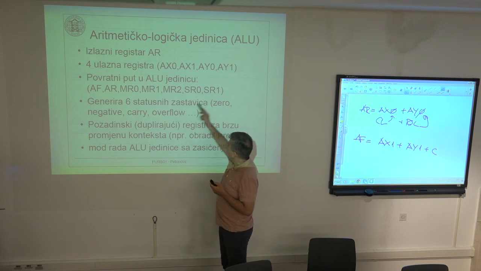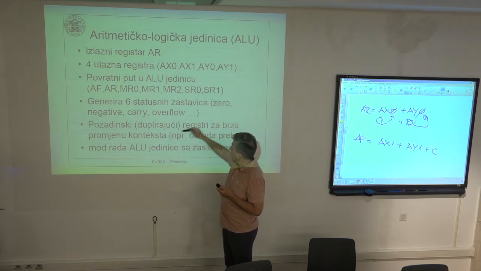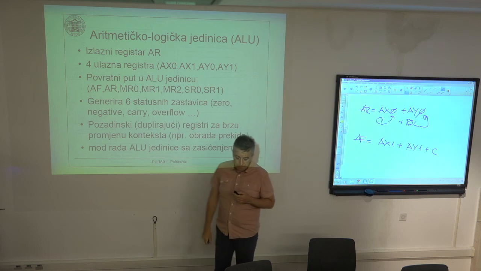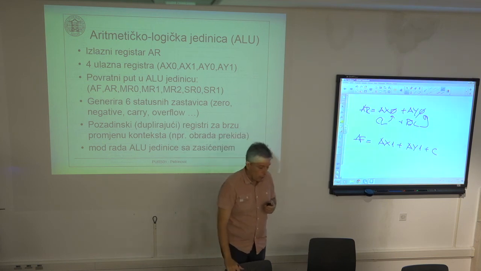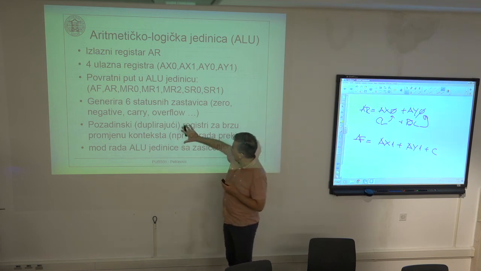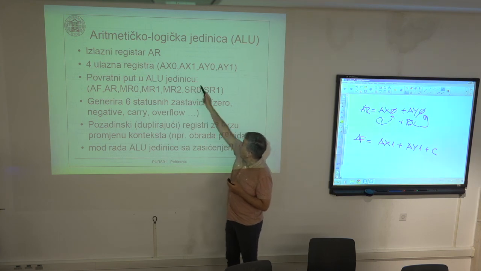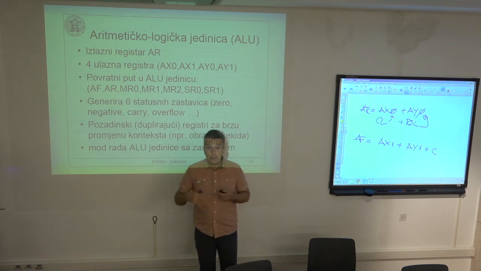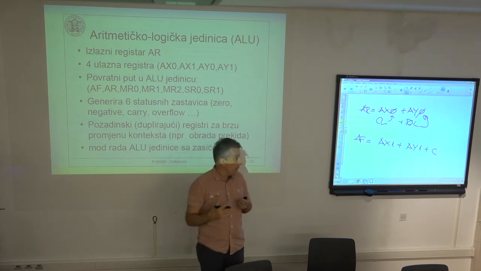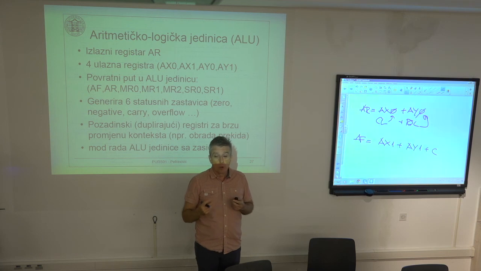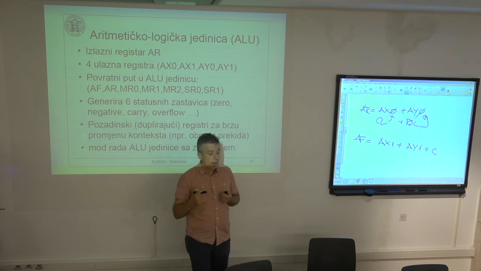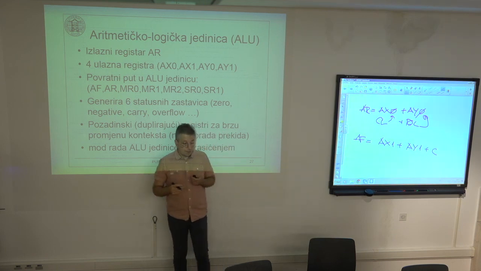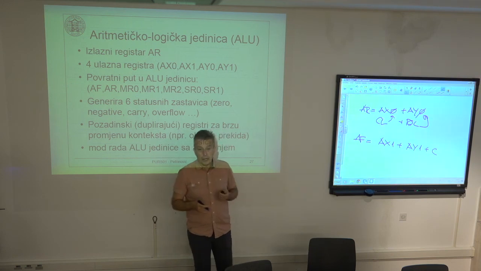It generates 6 output flags. It also has the so-called shadow registers. So AX0, AX1, and AY0, AY1 also have the shadow pair. This shadow pair is used to achieve a very fast context switch. So once, for example, you want to execute the interrupt service request routine.